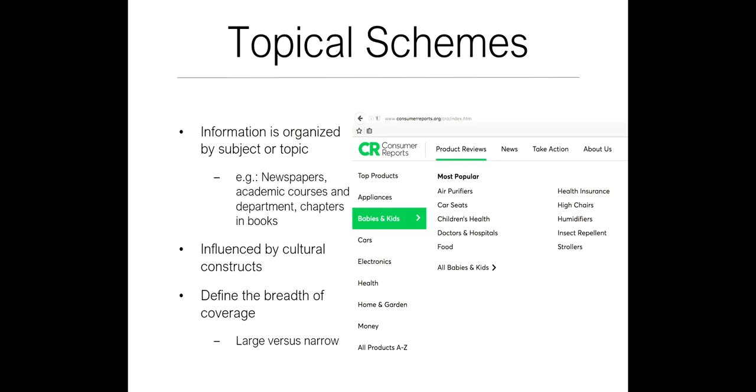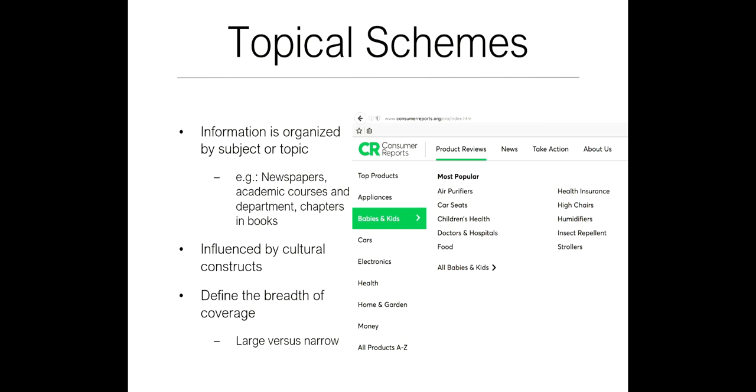Now, there's also the idea behind more topical schemes, where information is organized by subject or topic. So newspapers, academic courses, department chapters and books, so on and so forth. It's influenced in this case by cultural constructs. So in this case, we're looking at, say, the Consumer Reports website, and the idea of product reviews. In this case, it's looking at the most popular, but also at how it's divided by things that relate to babies and kids. So things like car seats, children's health, doctors in the hospital, so on and so forth, that relate to that particular topic.